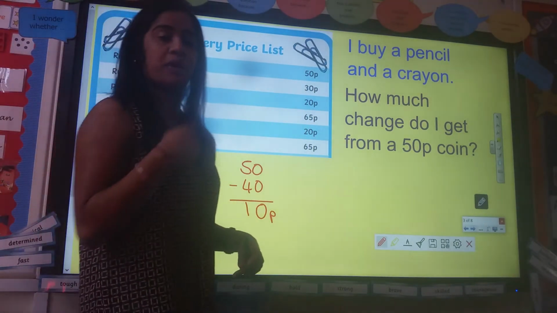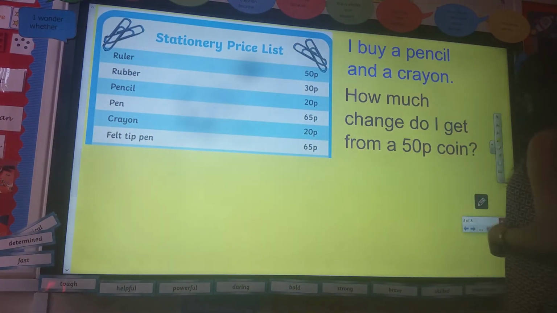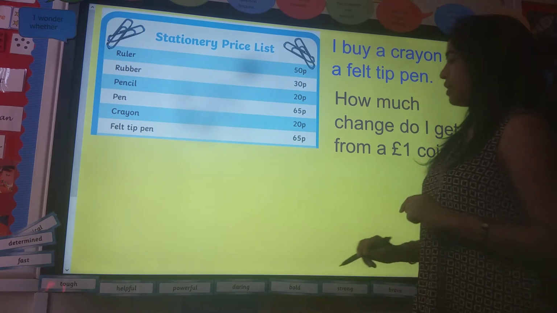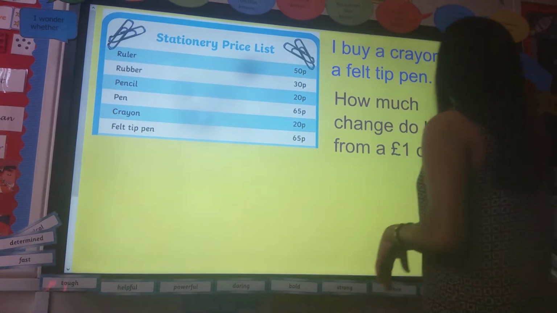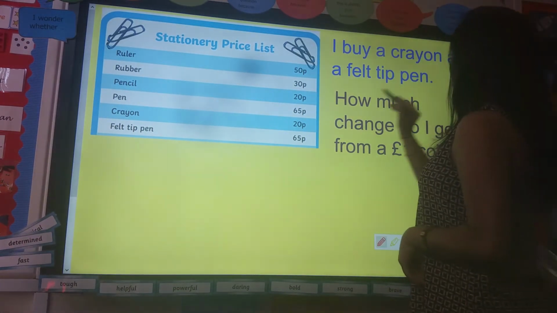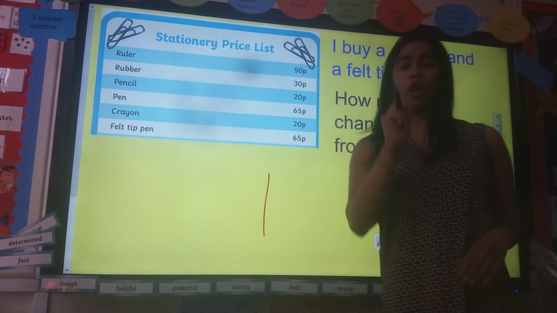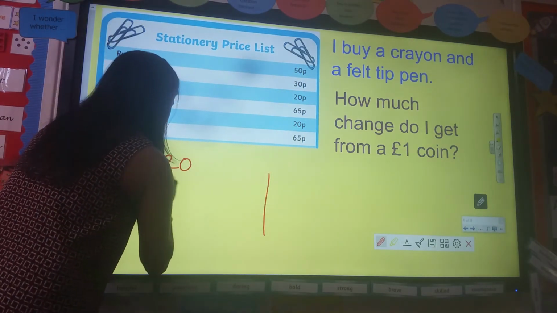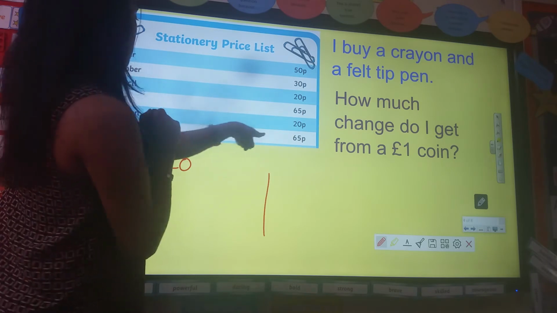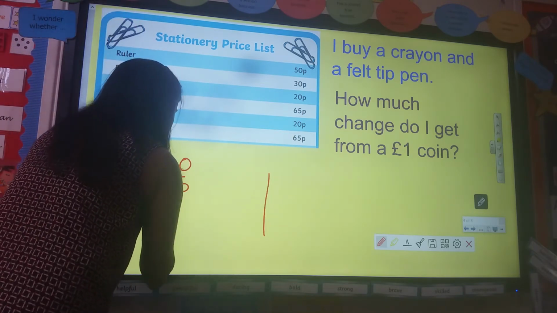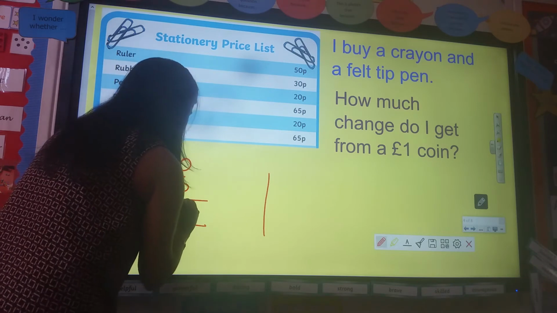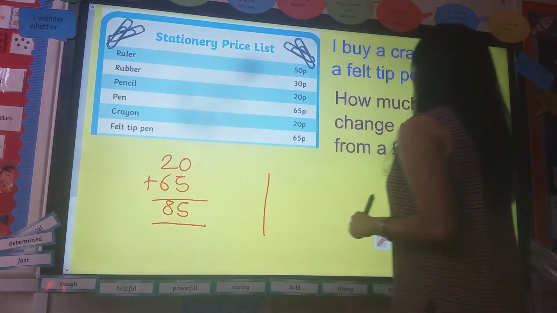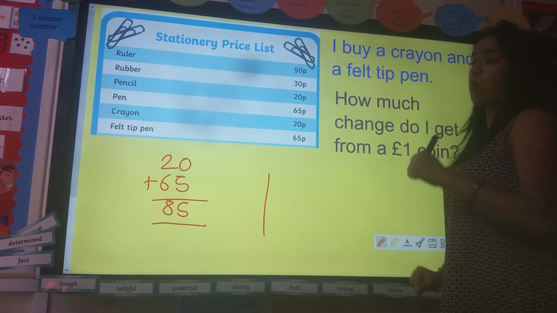Okay, so for these questions, we're going to work through them together. Let's have a look. So I buy a crayon and a felt tip pen. So what I want you to do now is, and you can pause the video afterwards, I want you to calculate how much a crayon and a felt tip pen costs in total. Go. Are we ready? So a crayon, 20p, plus a felt tip pen, which costs 65p. So I need to add them together, so 0 plus 5 is 5, 6 plus 2 is 8. So 85p. So my next step is, how much change do I get from a £1 coin?